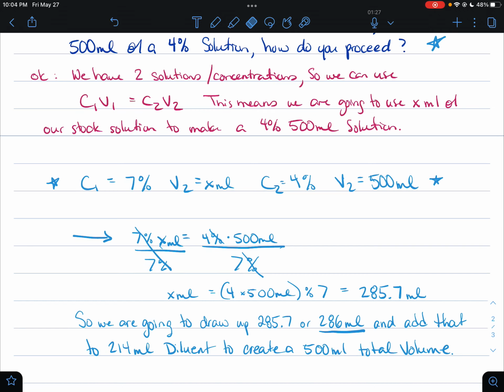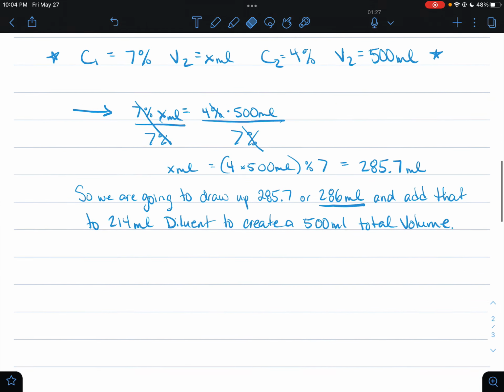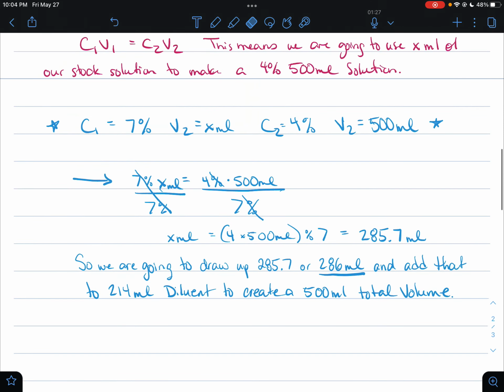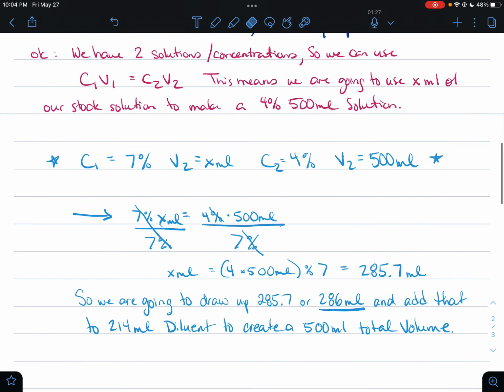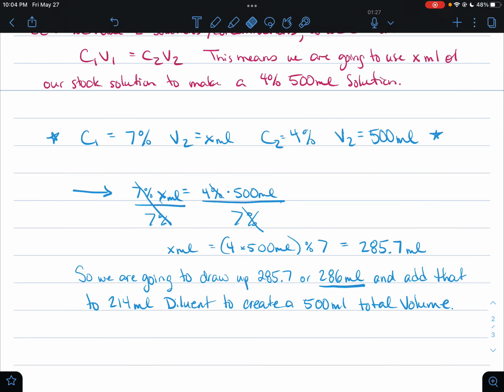We got there because 500 mils minus 286 mils of the stock solution leaves us with 214 mils left over. So that is how we create a C1V1 calculation. If I was to write this up, just this part here, we're going to draw 286 mils and add that to 214 mils diluent to create 500 mils.